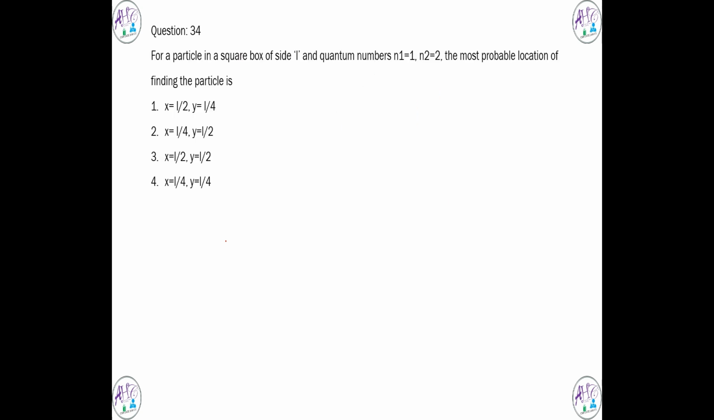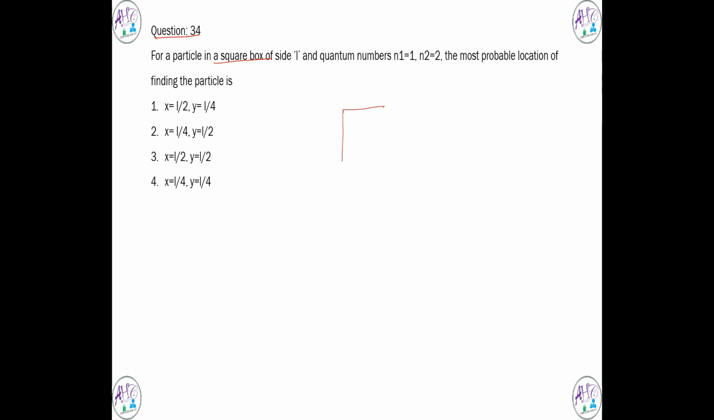Okay. Yeah. 34th question. For a particle in a square box of side L and quantum number n1 equal to 1, n2 equal to 2, the most probable location of finding the particle. Okay, this is a very good question just because this is not about your 1D box, it's about your 2D box. Okay, so what is a 2D box?